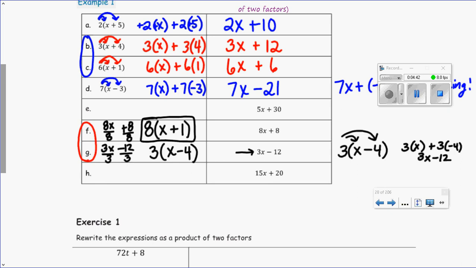So that's an easy way to check your answer. Okay, you try E and H now. You try E and H. Pause it and then see how you did.